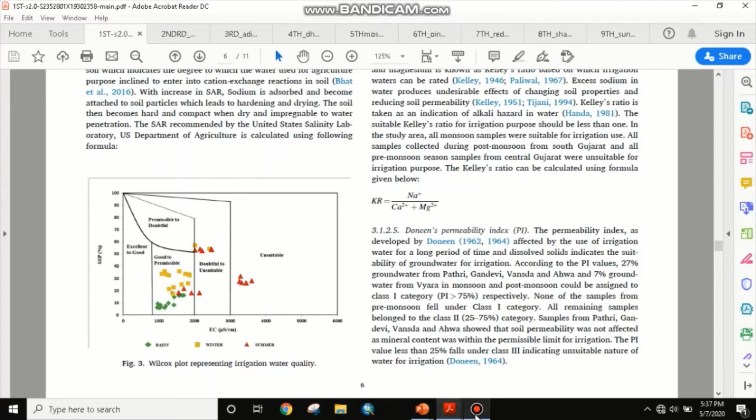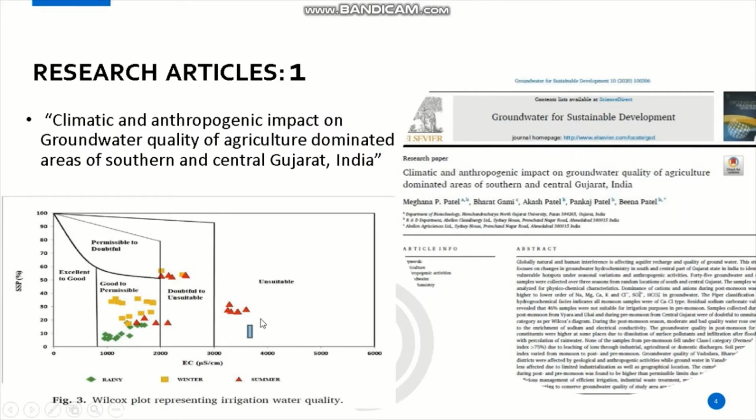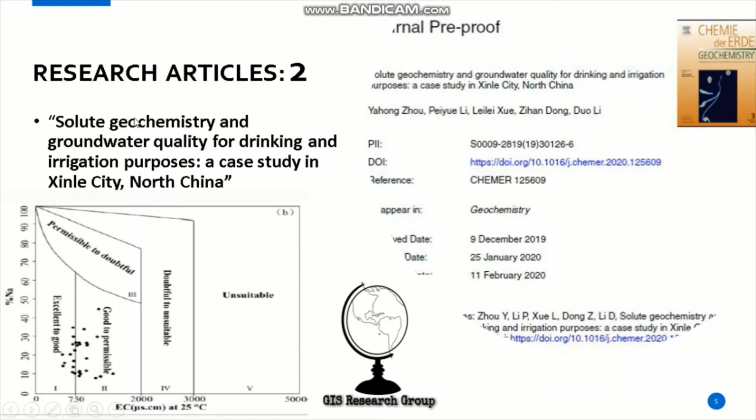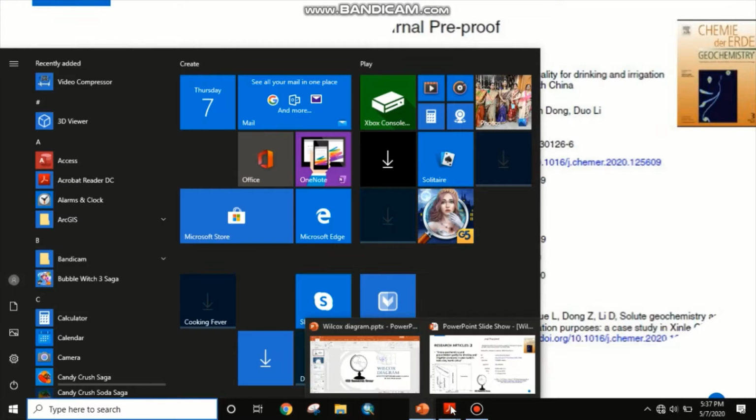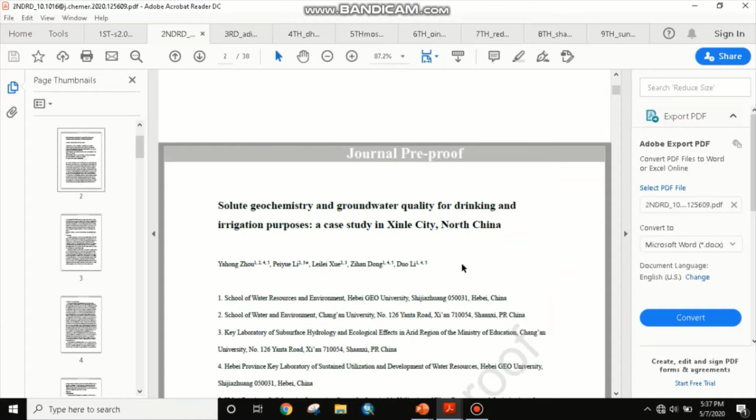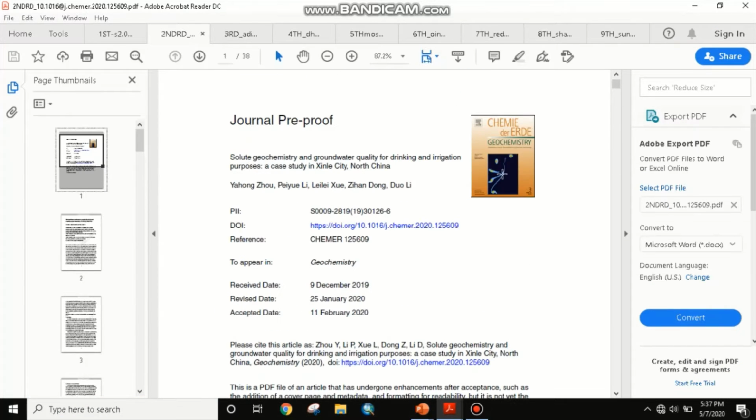So like that, if we see our next slide, we have another article. The article title is Solute Geochemistry and Groundwater Quality for Drinking and Irrigation Purposes: A Case Study in Xinle City, North China. So let's have a look at this paper, which is published in Chemie der Erde Geochemistry. This is the journal name and this is the received date.